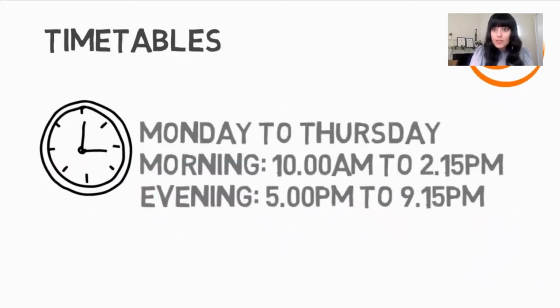So onto our timetable. This is how our online classes are running. We run from Monday through to Thursday. The morning class is from 10 a.m. to 2:15 p.m. and the evening class is 5 p.m. to 9:15 p.m. You might be wondering, now that we're online, can you switch from morning to evening throughout the week? Monday morning class, Tuesday evening class.